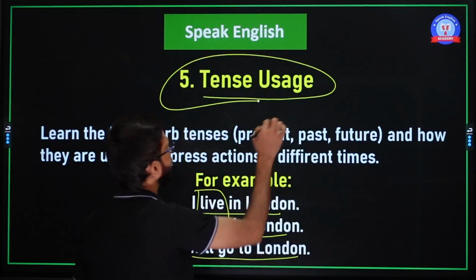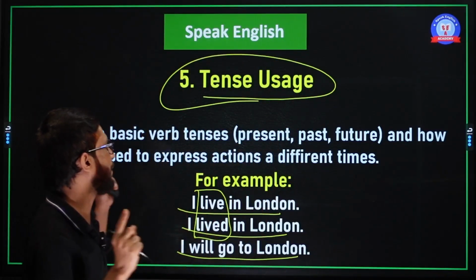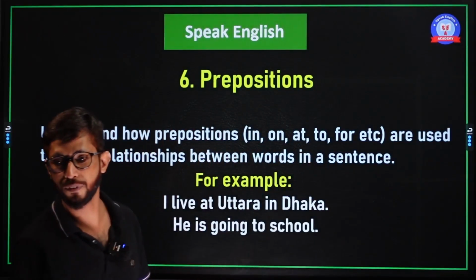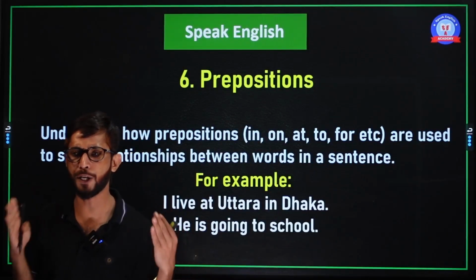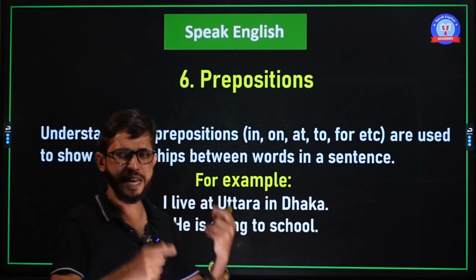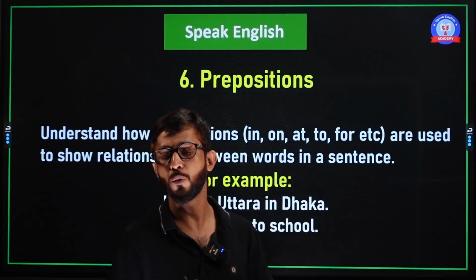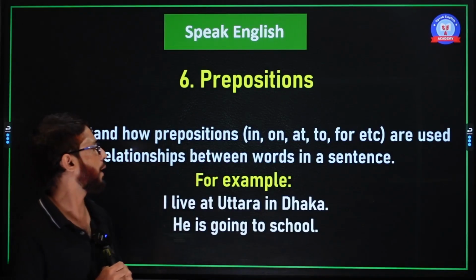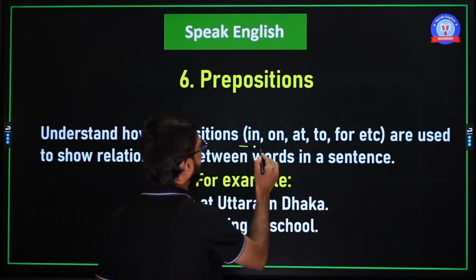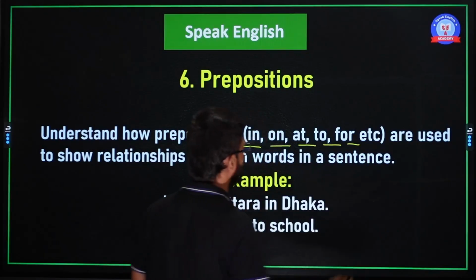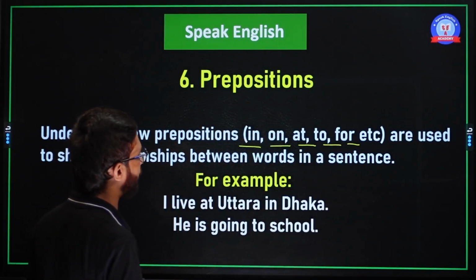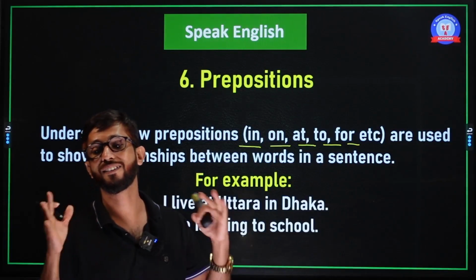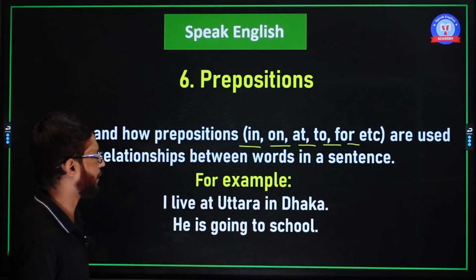Tense usage is very, very important. Okay, number 6, prepositions. If we want to make our understanding clear, we have to learn prepositions. The most common prepositions are in, on, at, to, for, etc. So we have to understand how prepositions are used to show relationships between words in a sentence, right? So here are some examples.